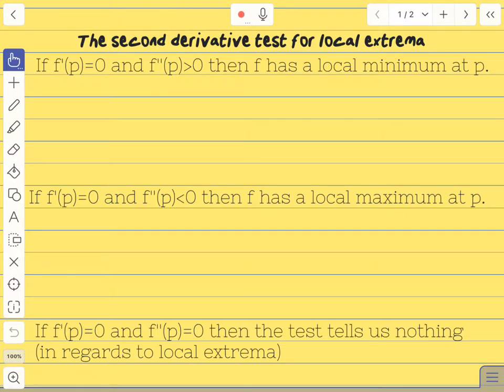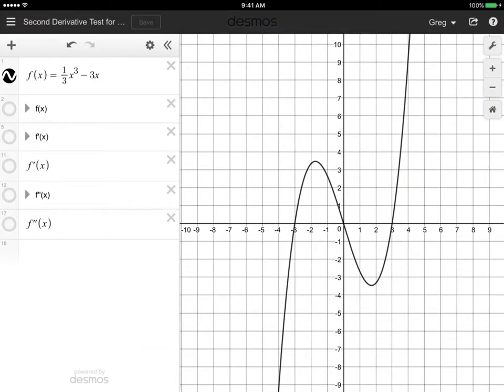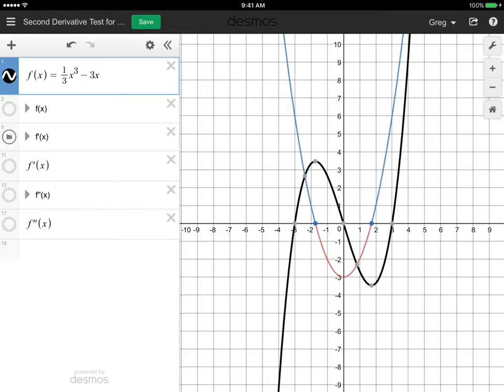So let's talk about the second derivative test for local extrema. As a quick review, if we have a function that I've defined here, we can clearly tell where it has some local maximum and local minimum values. And we know that we could use the first derivative to help us find that. So we could ask ourselves, where does that first derivative change from positive to negative?